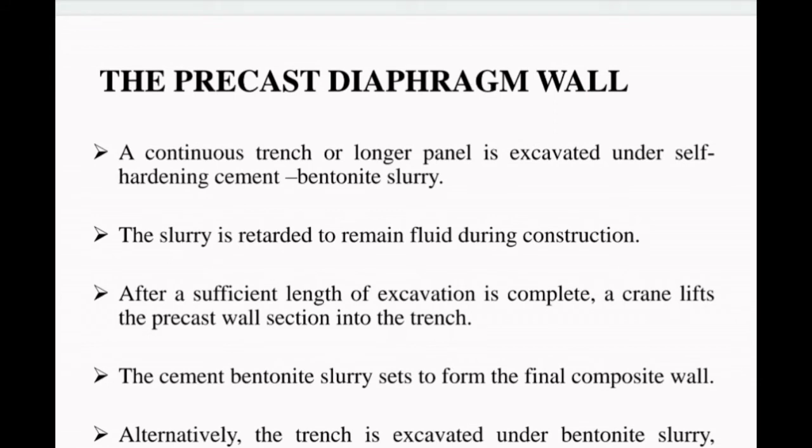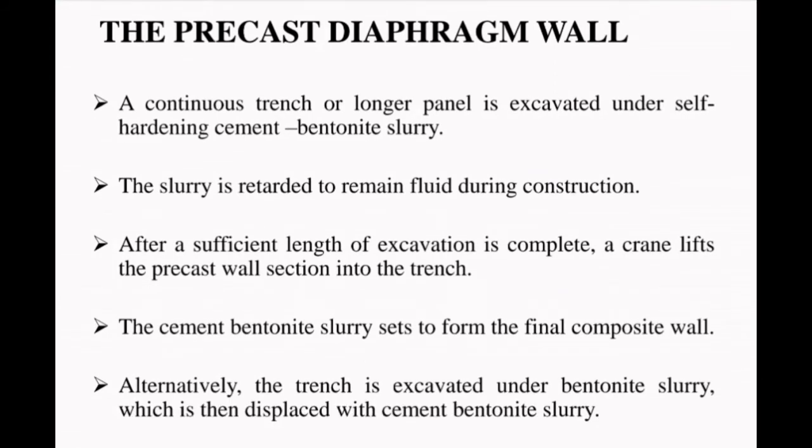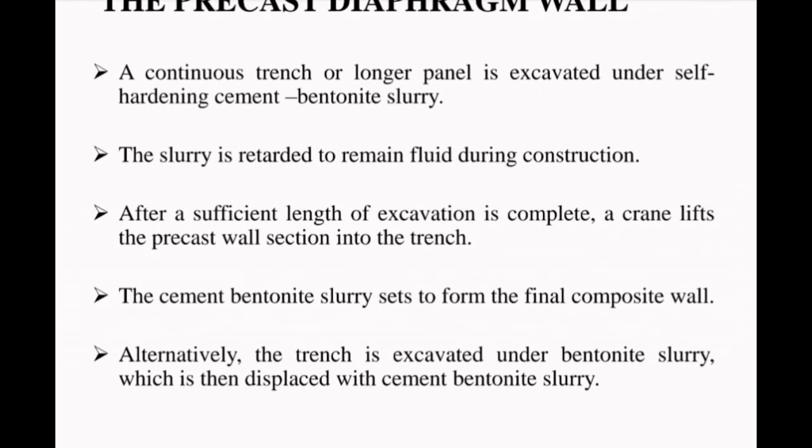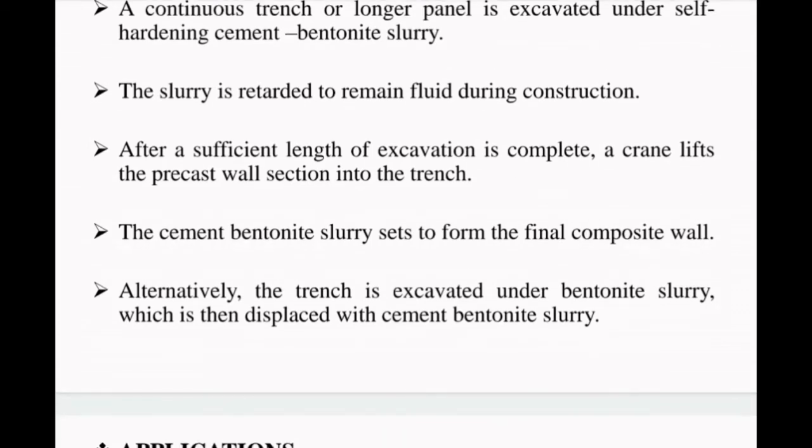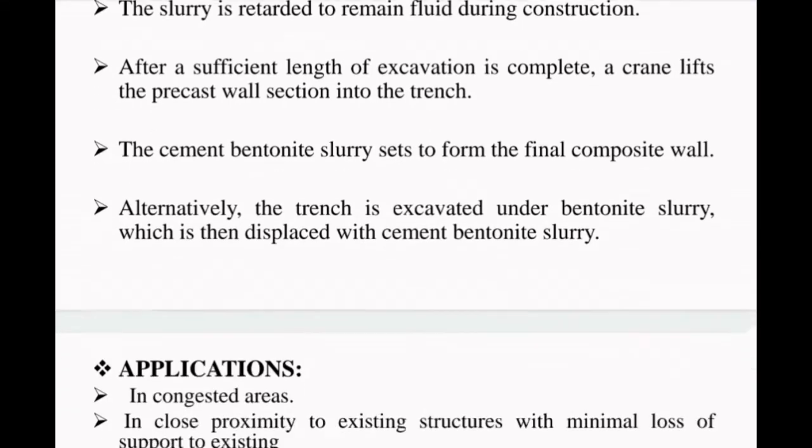In this precast diaphragm wall, a continuous trench or long panel is excavated under self-hardening cement bentonite slurry. This slurry is retarded to remain fluid during construction, and the cement bentonite slurry sets to form the final composite wall. After a sufficient length of excavation is complete, a crane lifts the precast wall section into the trench. Alternatively, the trench is excavated under bentonite slurry, which is then displaced with cement bentonite slurry.